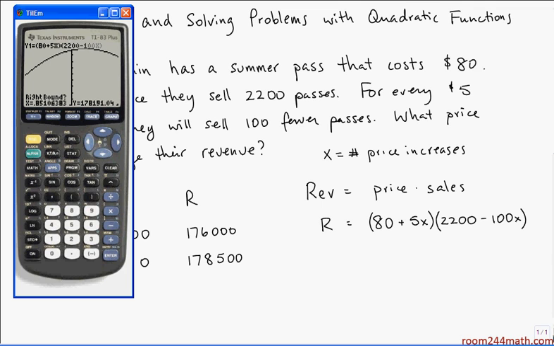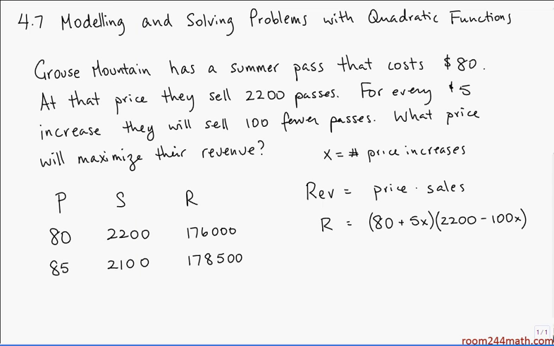And the left bound is fine. The right bound, I need to go to the right of the vertex. And then I hit enter. And then for the guess, just hit enter again. And you get a maximum of x equal to 3. Whenever you see a whole string of 9s like that, 2.999999, you can assume that it's 3. And sure enough, the y value, which is our revenue, is 180,500. So we've got that vertex at 3, 180,500.